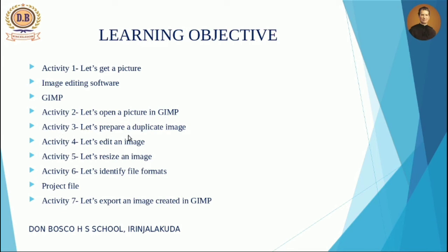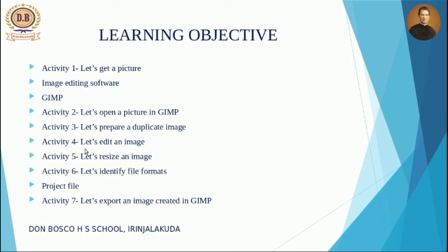Then our activity 3 was preparing a duplicate image. How did we create a duplicate of the image? First method was pressing the Ctrl and D keys on the keyboard, or from the image menu clicking on the duplicate option. These were the two methods by which we can create a duplicate image.